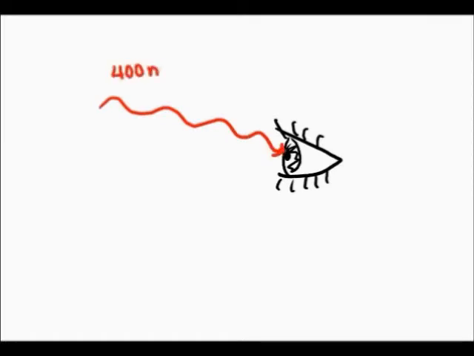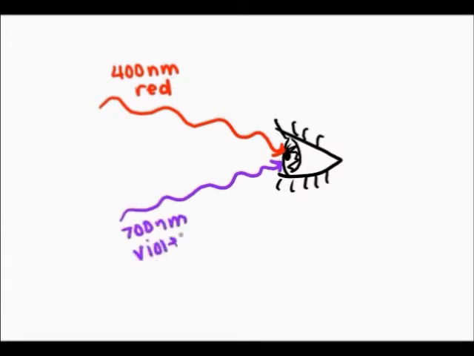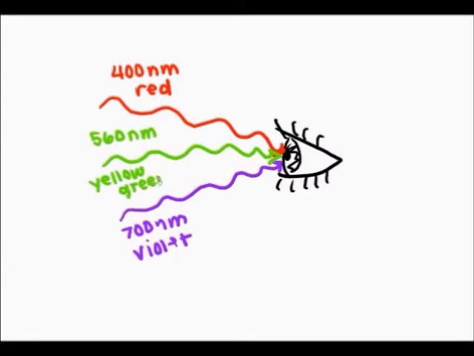So as a type of electromagnetic wave, visible light is a part of the spectrum that the human eye can detect. The wavelength varies between 400 nanometers, which is red, and 700 nanometers, which is violet. The eye is most sensitive to a wavelength of 560 nanometers, which is yellow or green.